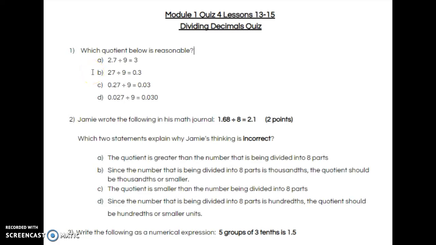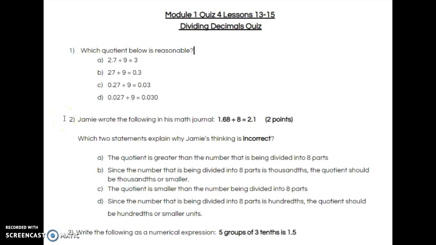B. 27 divided by 9 equals 3/10. C. 27 hundredths divided by 9 equals 3 hundredths. D. 27 thousandths divided by 9 equals 30 thousandths.